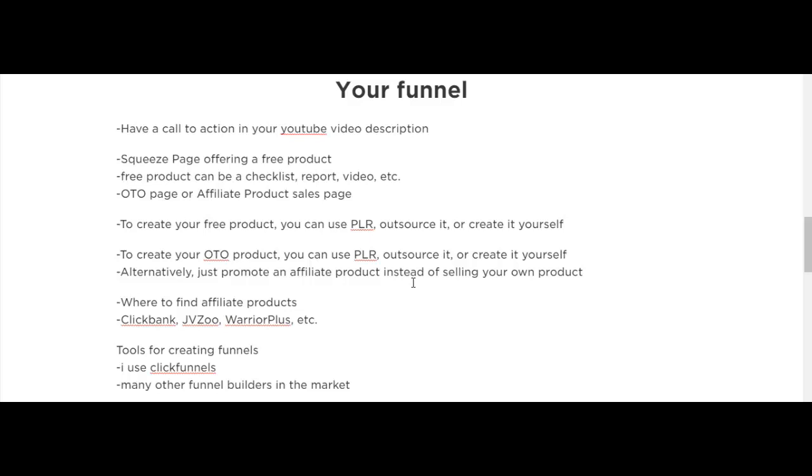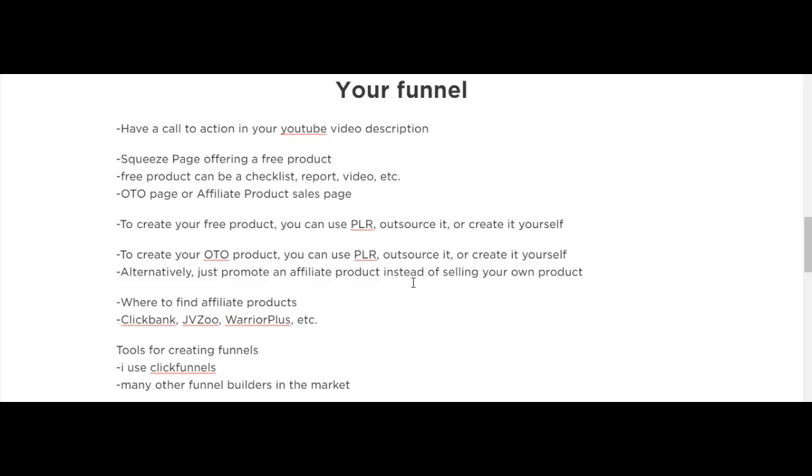And the same thing goes for creating the next step of your funnel, which is the OTO page or upsell page or whatever you want to call it. Because once your leads sign up, you show them an offer and you sell them a product that you either created or outsourced, or you bought the private label rights to. Okay, alternatively, if you don't want to spend the time creating a product and trying to sell them a product, you could just direct your leads to an affiliate product sales page.